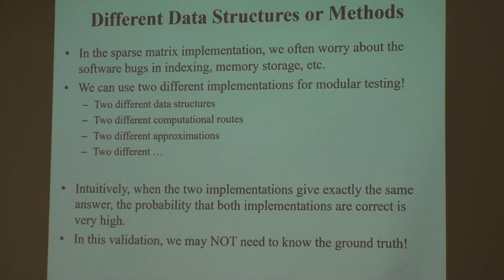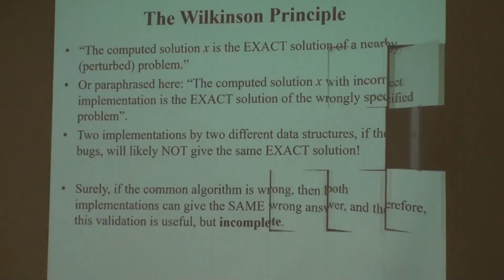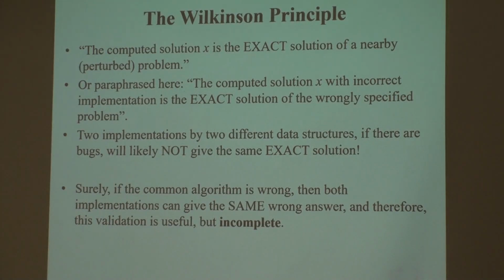And this also assumes that you don't need to know the ground truth. You're comparing two approaches. Neither one do you know the ground truth, but if the answer you eventually get is the same, then the probability that both implementations are right is very high. This is formulated, and called the Wilkinson principle. This can actually be applied to many situations.